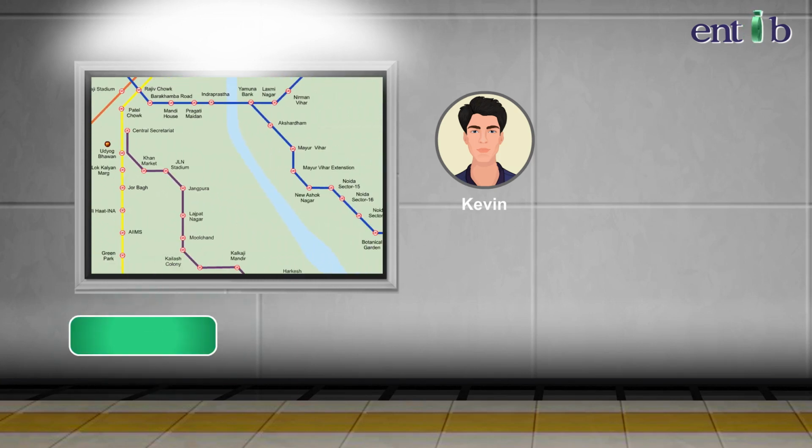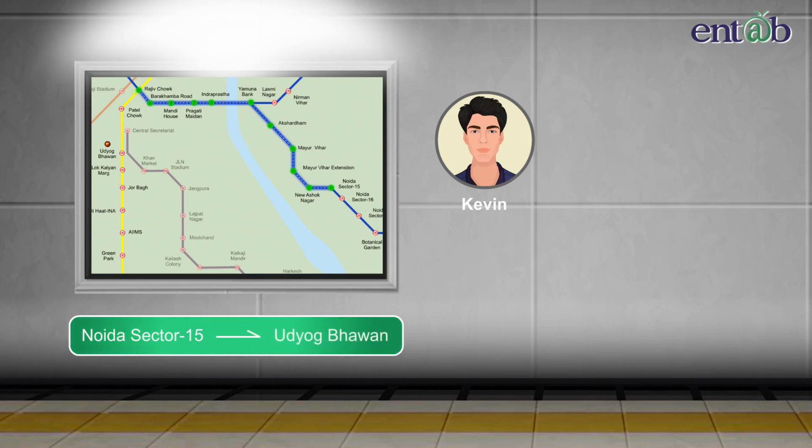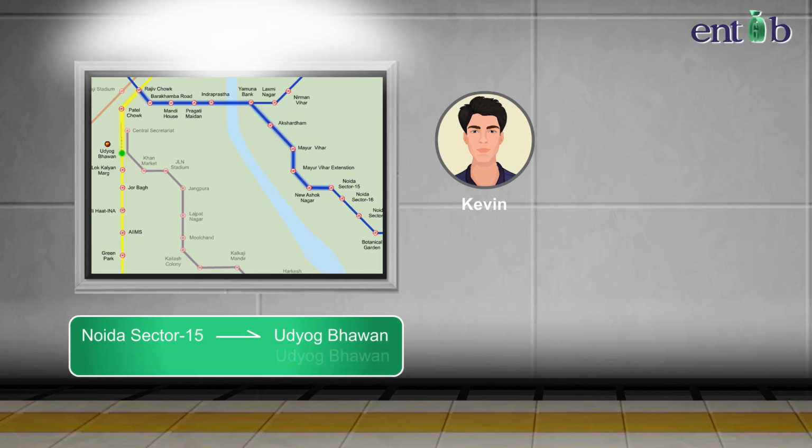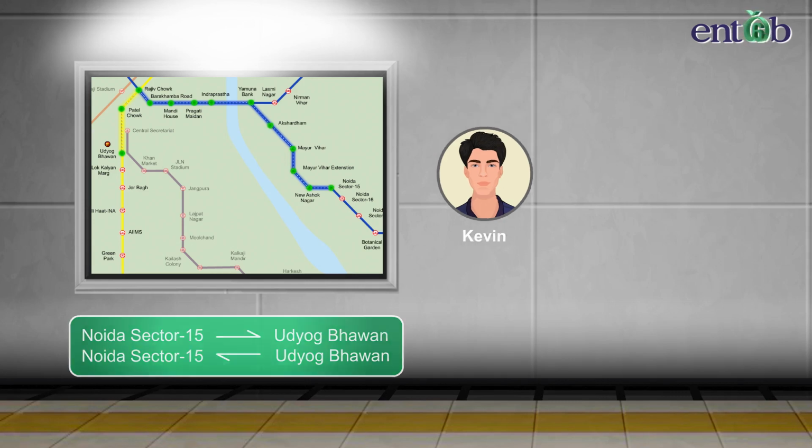He starts from Noida Sector 15 on the blue line and then changes to the yellow line so as to reach his office on time. He goes back home by taking the same route but in the reverse order. That is, he starts from Udyog Bhavan on the yellow line and travels back to his home in Noida Sector 15 on the blue line.